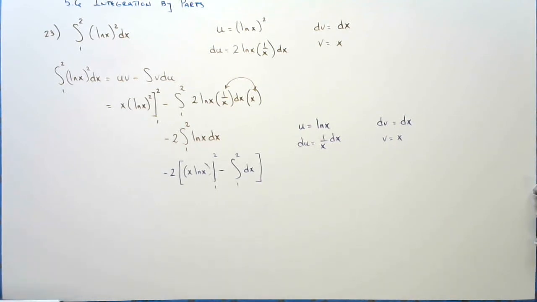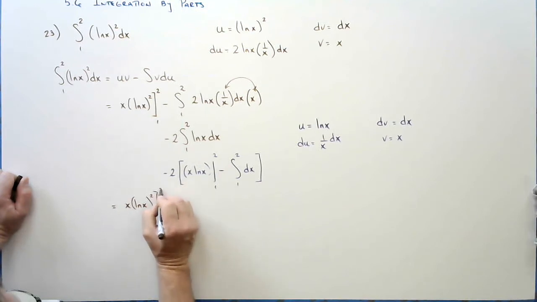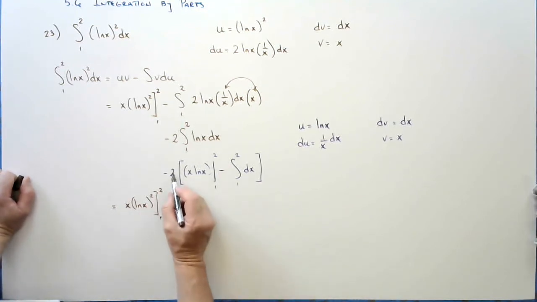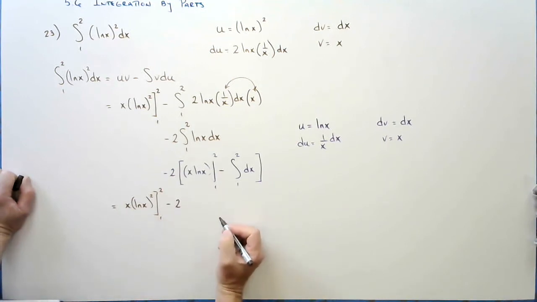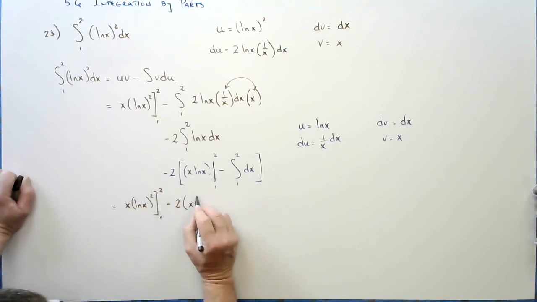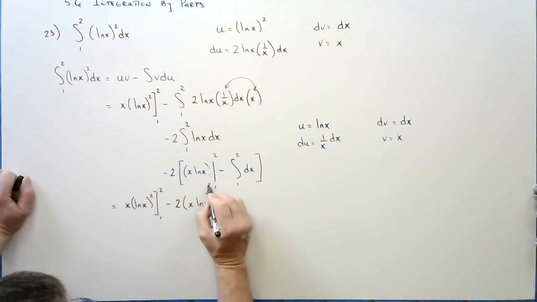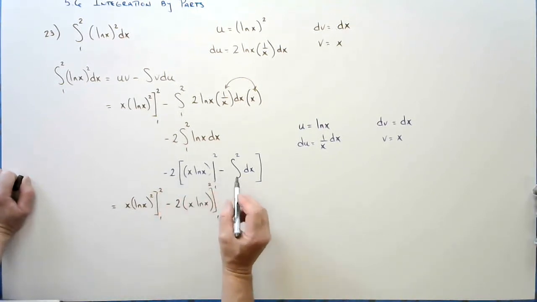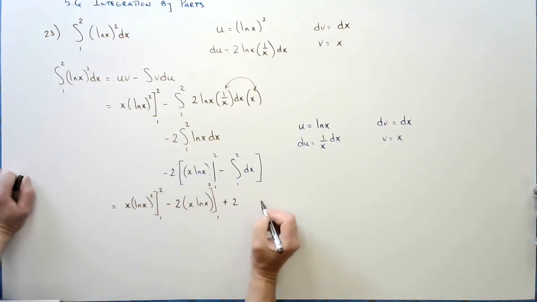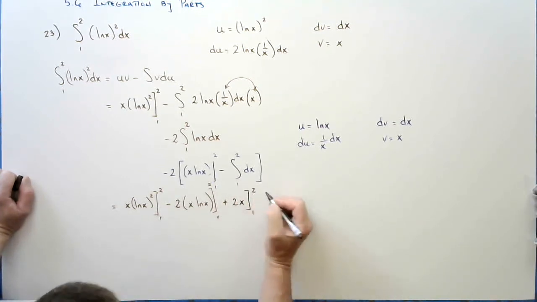So what do we have now, right? If we go back to our brown color, because we're going to write the whole problem out. We have x ln of x, that is squared. We're going to evaluate that between 1 and 2. Here we're going to have minus 2, right, times x ln of x to the first, and we're going to evaluate that between 1 and 2. Here we have a minus times a minus, that's going to be plus 2. The integral of dx is just x, and we're going to evaluate that between 1 and 2.